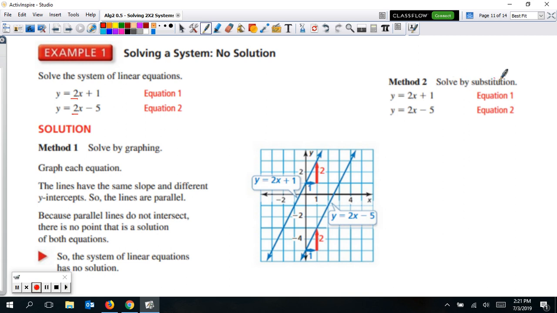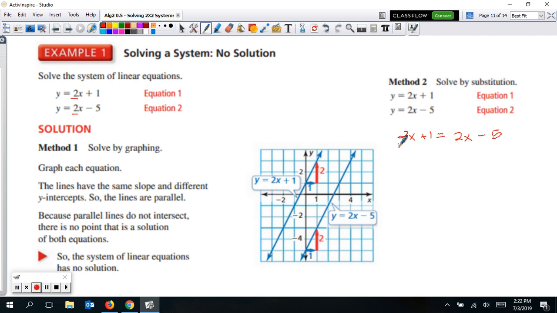So this one says solve by substitution. Now substitution, if we were to do this, even though we can take a look at this and say, okay, I already know this is going to be no solution. But if you were doing it by substitution, what you could do here is you could say, okay, they both equal y, so they both equal each other. Go ahead and write this down. You can say this one equals this one and see what happens here.